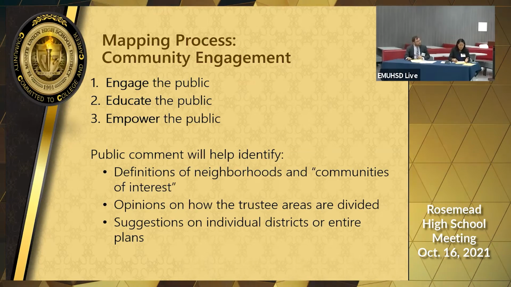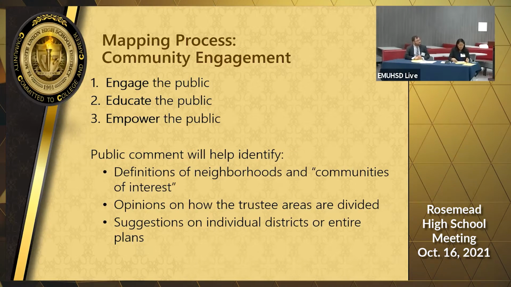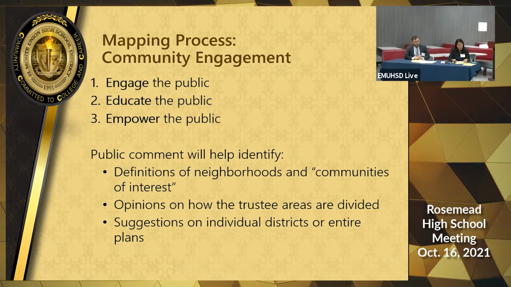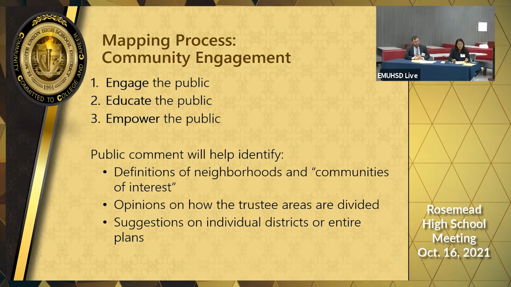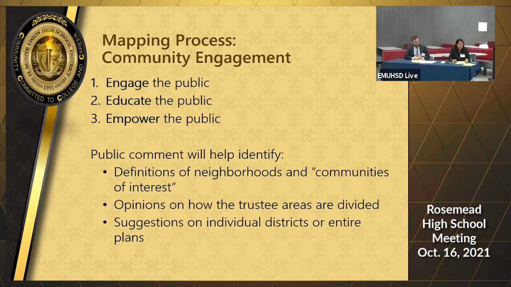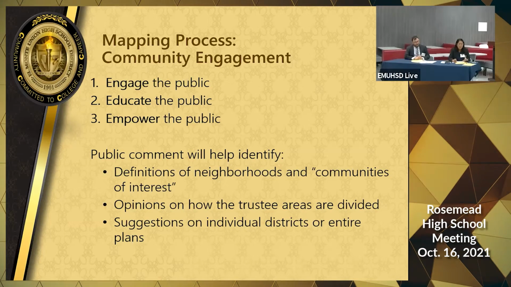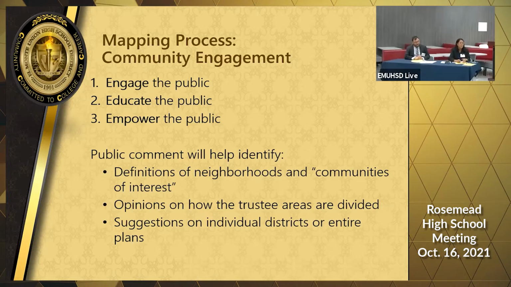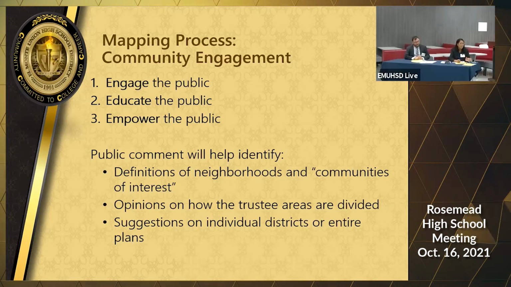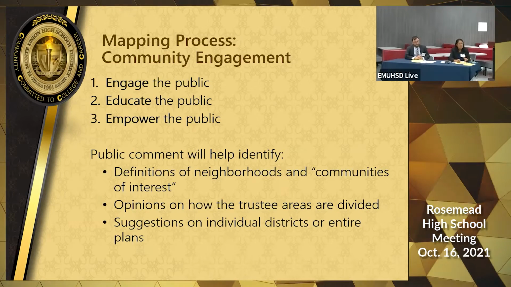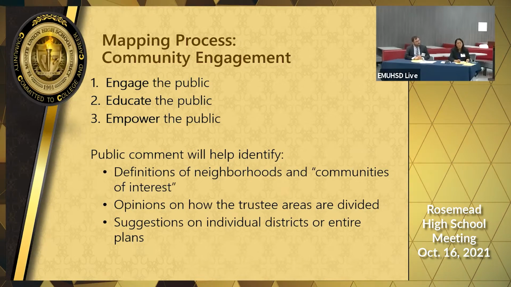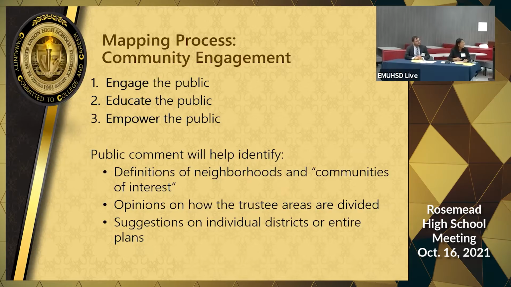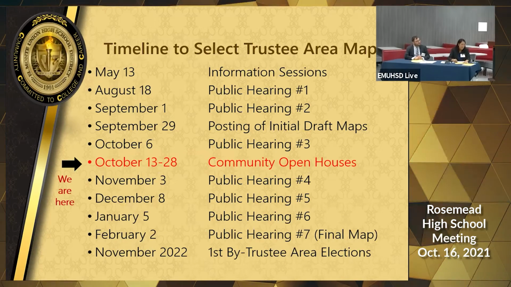As part of the process, we hope that the comments we receive from the community will include information on what the communities of interest are. We would like you to share your opinions on how the trustee areas are divided once you get a chance to view the draft maps, and to provide suggestions on individual districts or entire plans. So you can provide comments on an entire map or perhaps just on a small portion of the map, a specific trustee area that you are concerned about or would like to share some information on. And now, to share a little bit of the timeline.